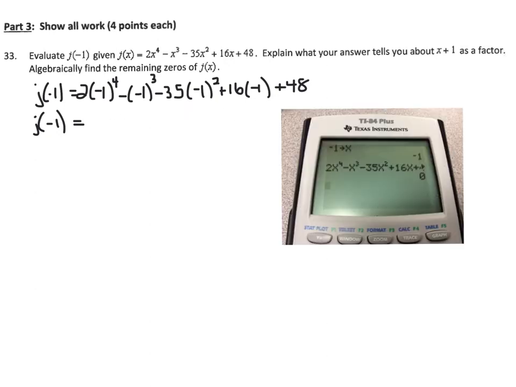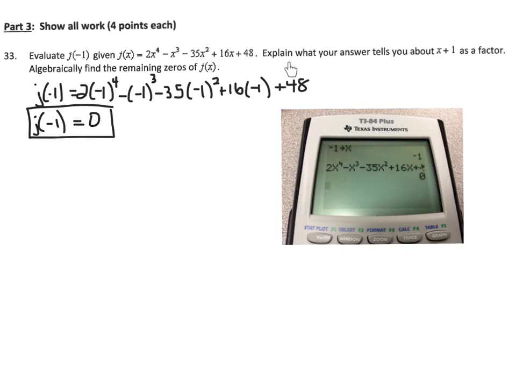So you could type it in your calculator exactly like you see here, or I find it easier just to take -1, hit store and then x and hit enter. So whenever we hit an x, it's representing -1, and then you don't have to worry about parentheses. You're just plugging in this exactly like you see it, and you could see here that it's equal to 0. So j of -1 is equal to 0.